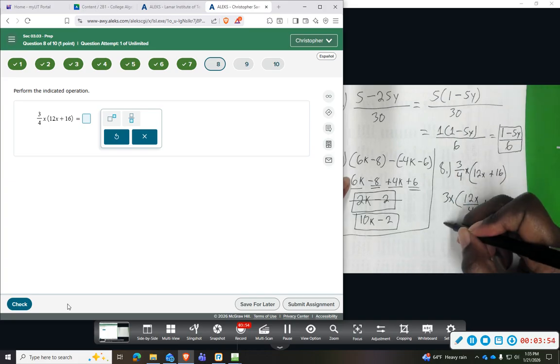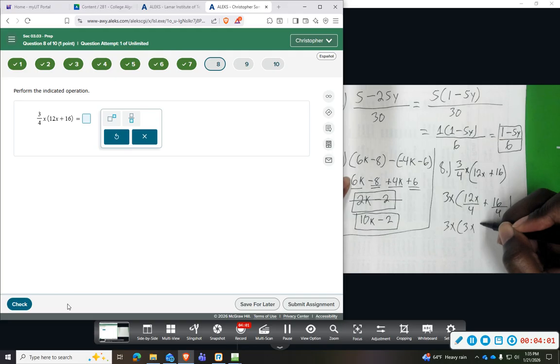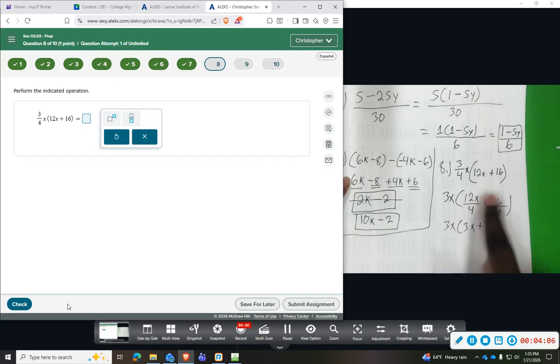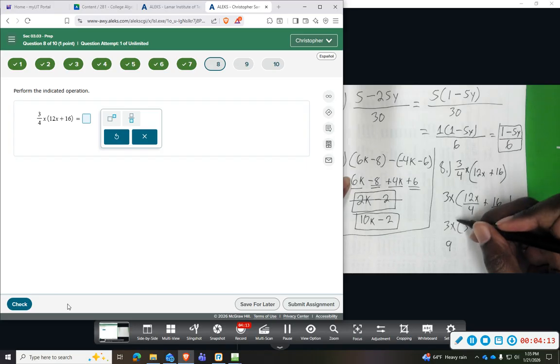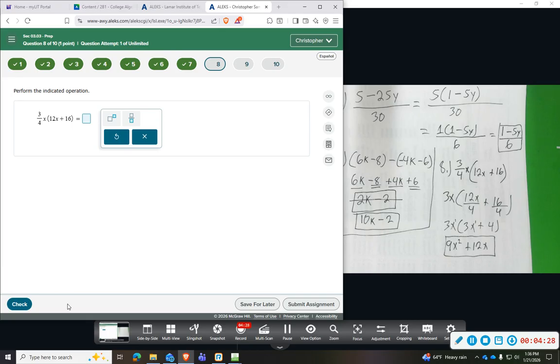Once we do that, we'll get 3x. 12 divided by 4 will leave us with 3 and then x, and 16 divided by 4 will leave us with 4. And then at this point it's a little bit simpler because I don't have the fraction anymore. Now I can just multiply. So 3 times 3 will give me 9. x times x, 1 plus 1 gives me x squared, property of exponents there. And then 3x times 4 will give me 12x. Okay. So this is the simplified answer that we want.